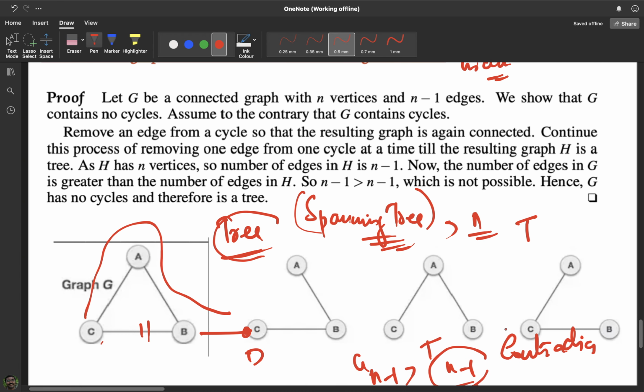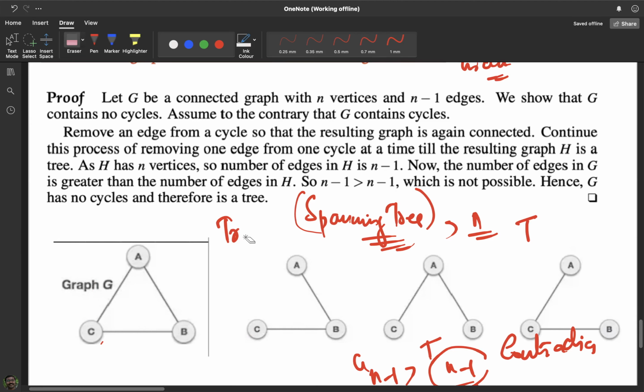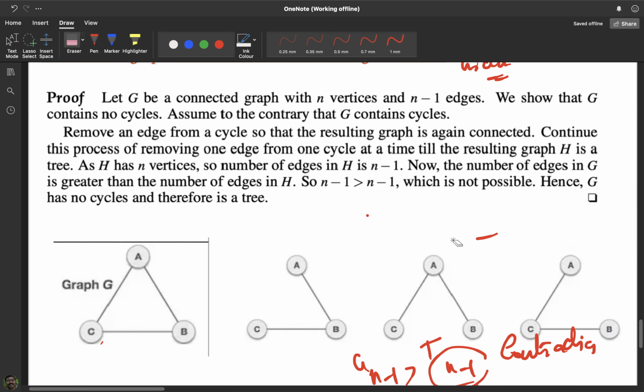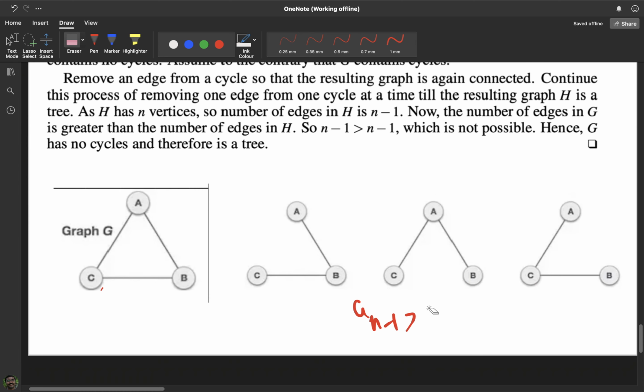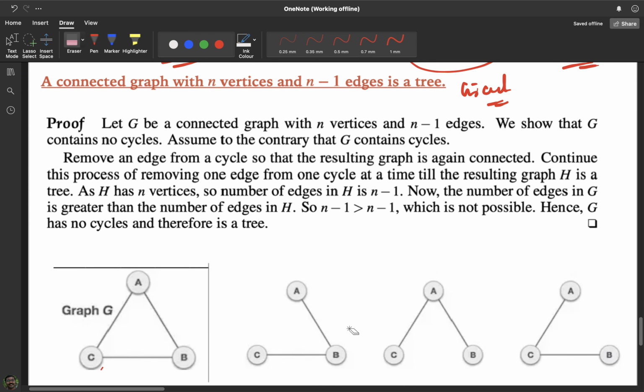Okay, it's a very simple proof. What is the proof? A connected graph with n vertices and n minus 1 edges is a tree. In order to prove that it's a tree, you have to show that there are no circuits. So I assume that there are circuits. If there are circuits, we can construct a tree by successively deleting edges from the graph, and it will not disconnect the graph.